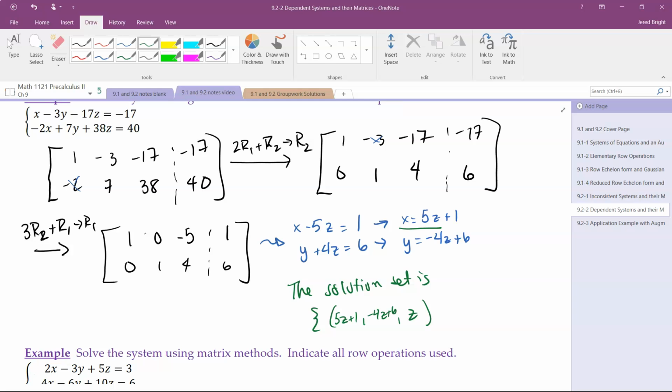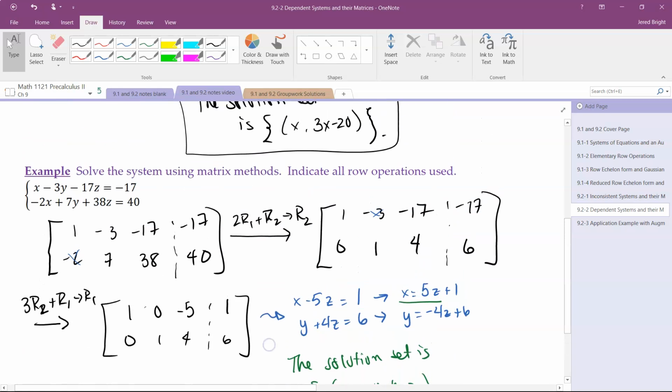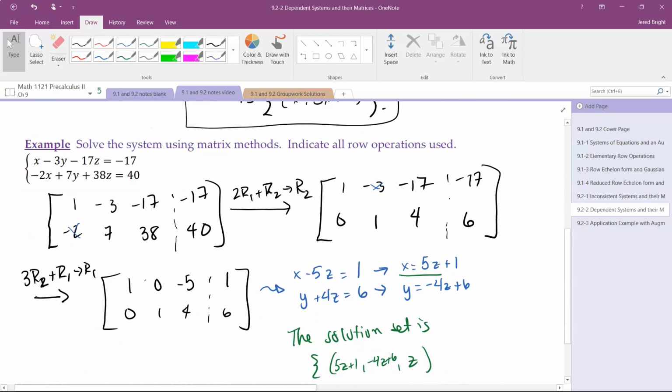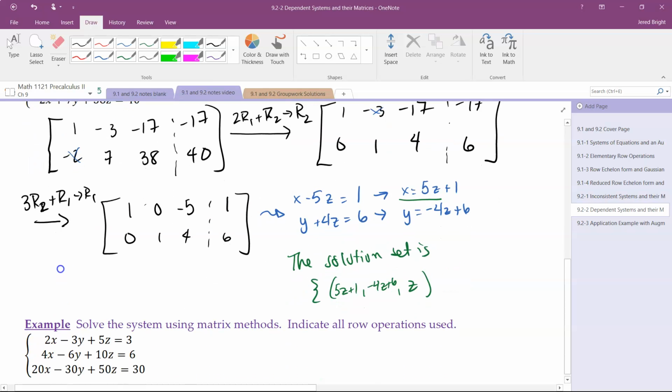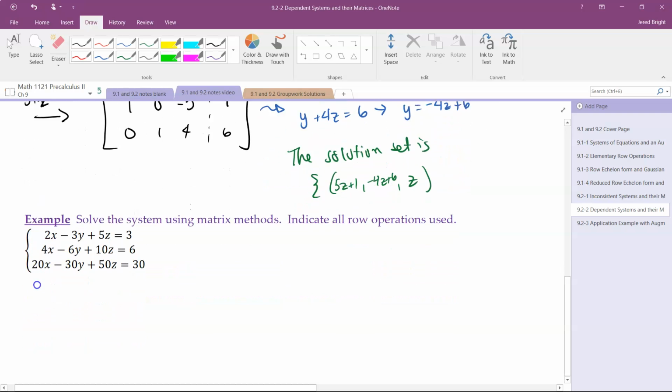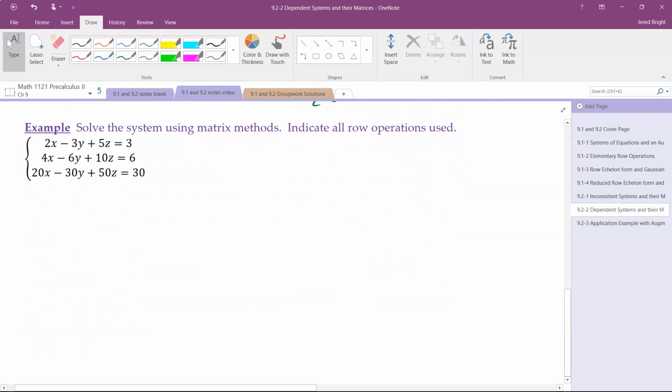Alrighty, so a couple different examples. The first one I ended up just using Gaussian elimination and back substitution. With this second one, I did Gauss-Jordan, but that didn't solve it fully, so I had to do back substitution to finish it off. Okay, so even with Gauss-Jordan, you might have to use back substitution. Alright, for this next one, I want you to pause the video, try it out, and resume the video when you get stuck.